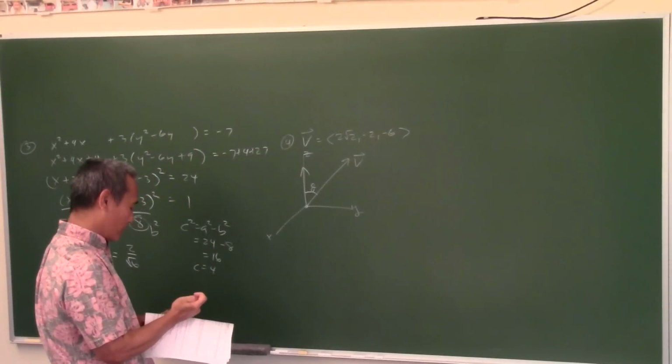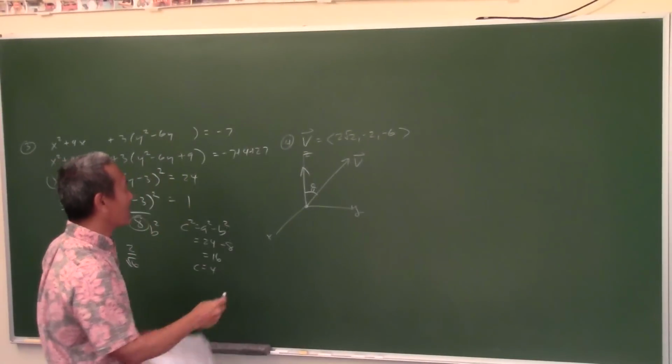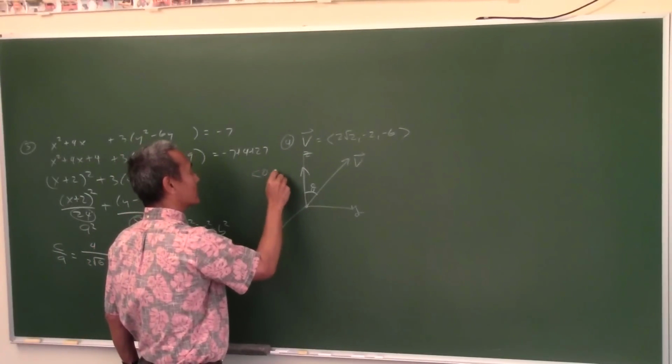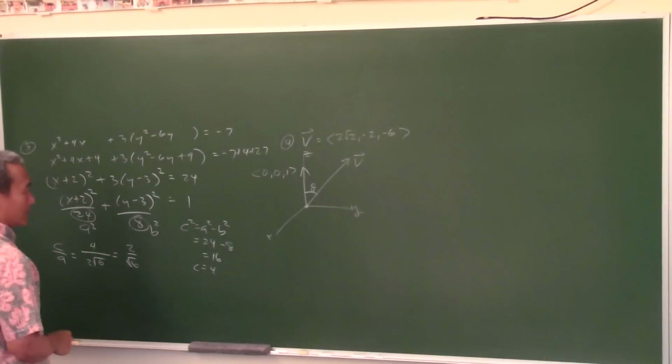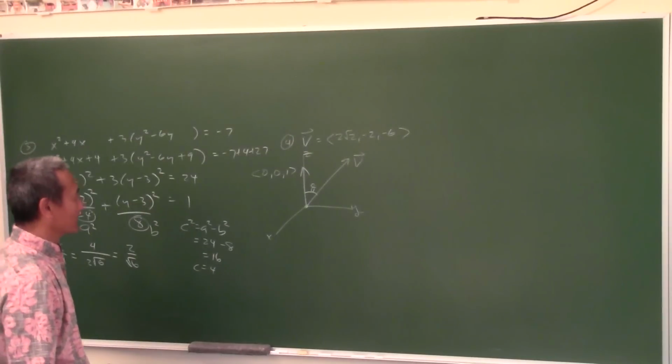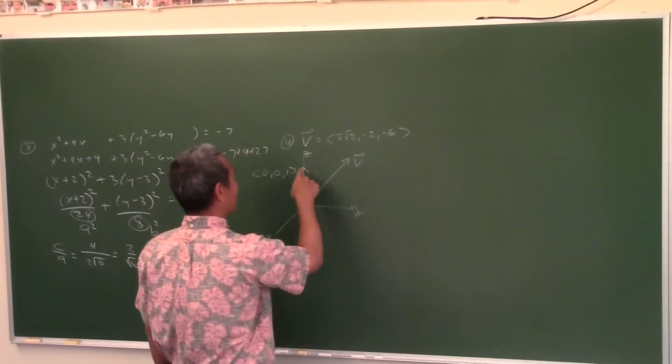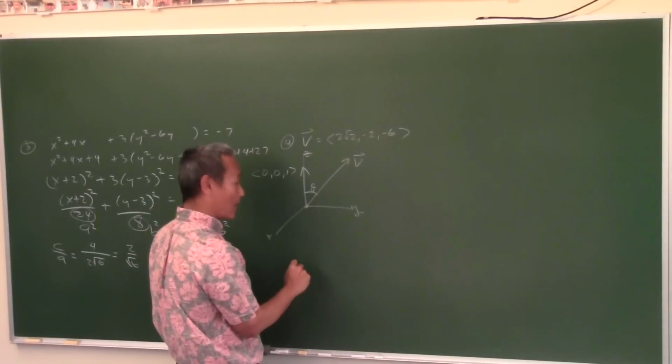So all you have to do is think of a vector that points in the positive z direction. Well, I'm thinking 0, 0, 1, or how about 0, 0, 2, or 0, 0, 3. But we just go with 0, 0, 1. Any vector is fine. And how do you find the angle between 2 vectors? You use the dot product.